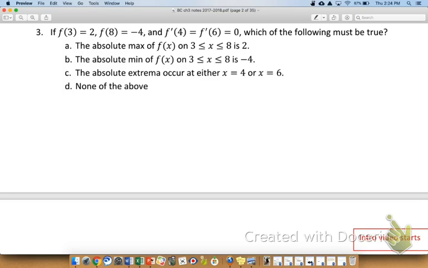So read it over. F of 3 is 2, F of 8 is negative 4, F prime of 4 and F prime of 6 are both 0. Which of the following must be true?